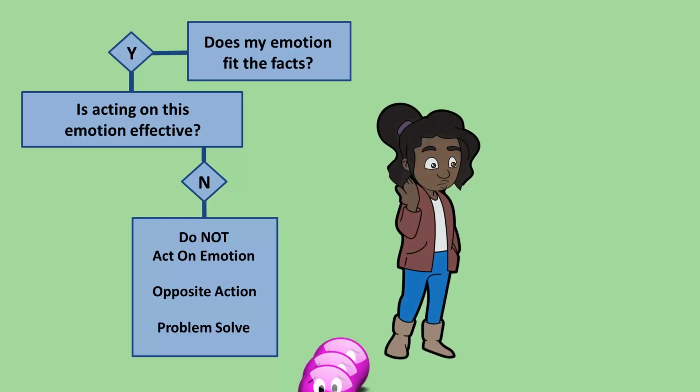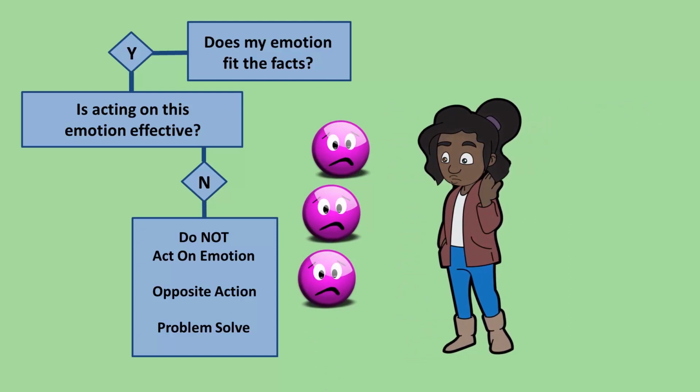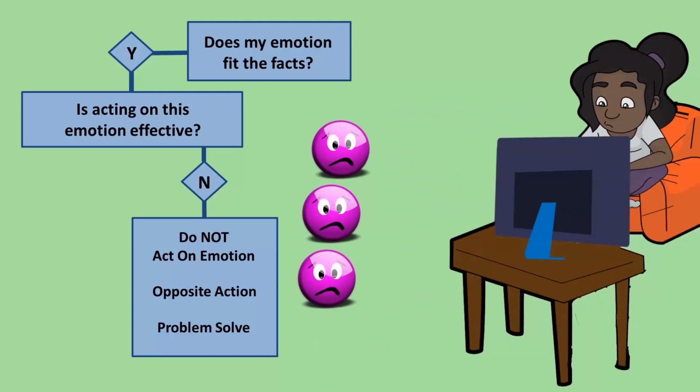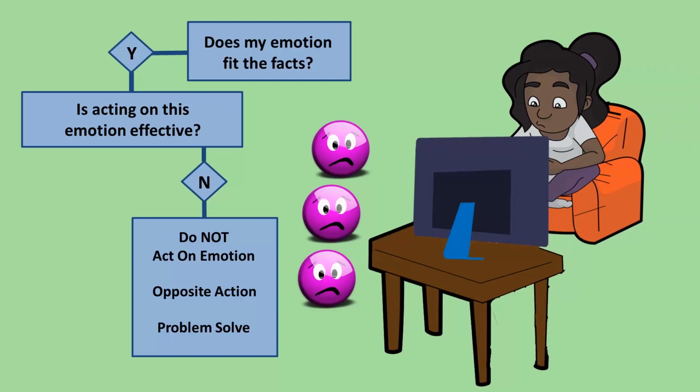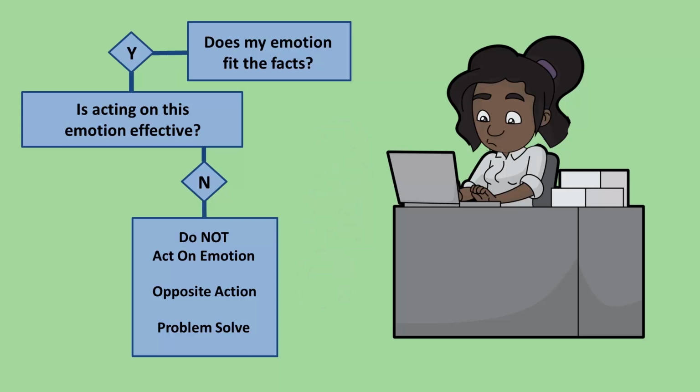Or let's say we have an exam coming up, and we're really anxious and worried that we're going to fail. And we find this emotion does fit the facts. But if our action urge is to avoid even thinking about the exam because it makes us so anxious, well, ignoring the exam coming up is not effective, so we don't act on this urge. Instead, we take opposite action. We don't avoid what's making us anxious, and instead we spend some time studying. And again, since our behavior influences our emotions, we'll probably feel less anxious once we start to study.